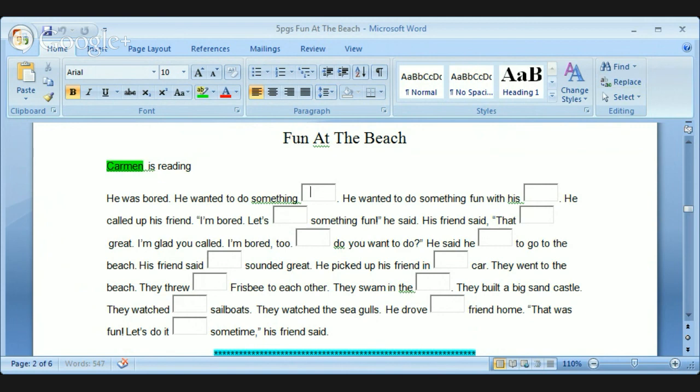They threw... I don't know which one to use in here. Just choose one, it doesn't matter.